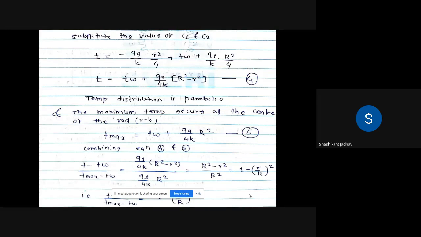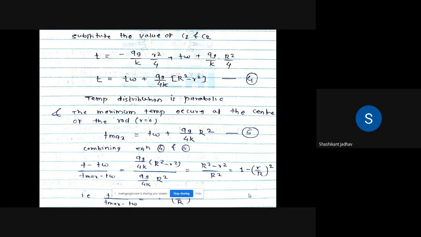Voltage is given, but we don't know the value of the current. So what is the other formula in the electrical system? Power is equal to V square by R. That is another equation to calculate the power. Voltage is given, but we don't know the value of resistance.